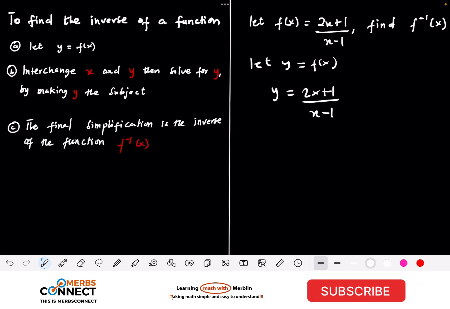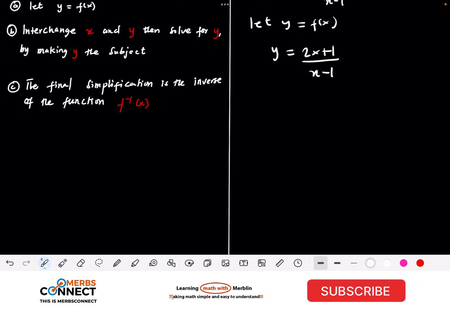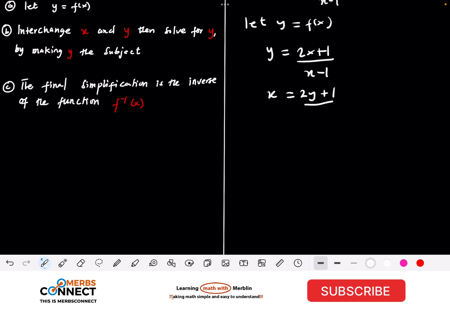Now, the next step is for us to interchange x and y. When you say interchange x and y, it means that you see we have x here, x here, and y here. So we are going to replace all the x by y and replace all the y by x. That is the interchange of x and y. So here will be x is equal to 2y plus 1 divided by y minus 1. This is what we are going to have after we have interchanged x and y.